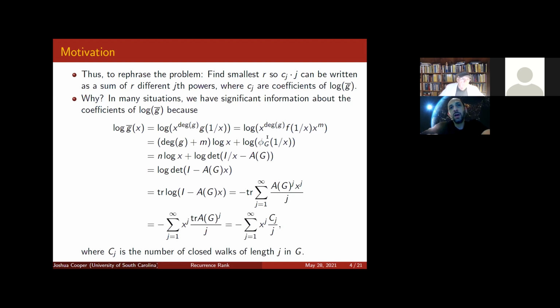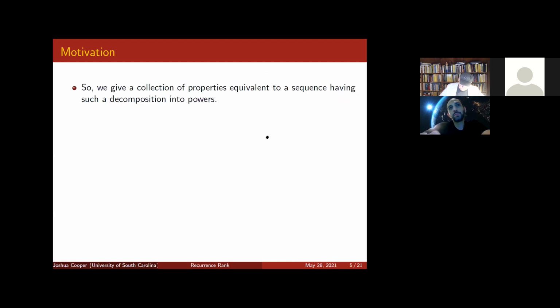And then trace is linear, so you can pull it inside the summation, giving you the trace of the adjacency matrix to the j. The trace of the adjacency matrix to the j is just the number of closed walks of length j in your graph. So this has a nice simple form. And actually this is one way of viewing the Harary-Sachs theorem, if you're familiar with that. It gives the coefficients of the characteristic polynomial of the graph.